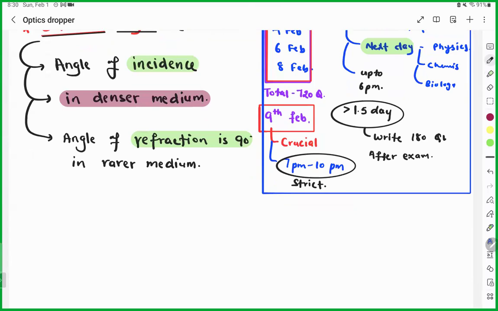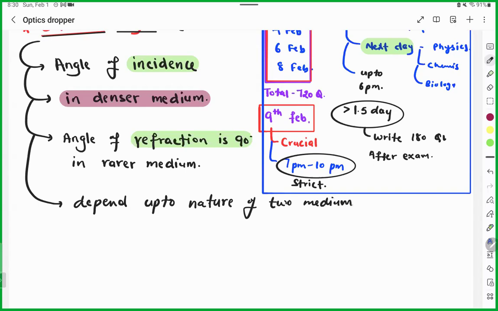And last point, this critical angle depends upon the two media that are in contact with each other. It depends upon the nature of the two media in contact. Got it?